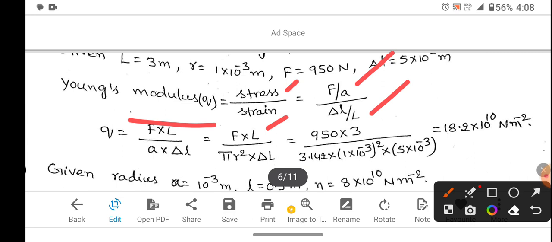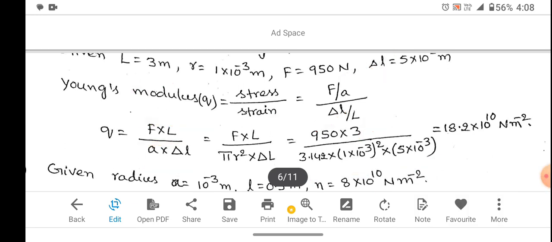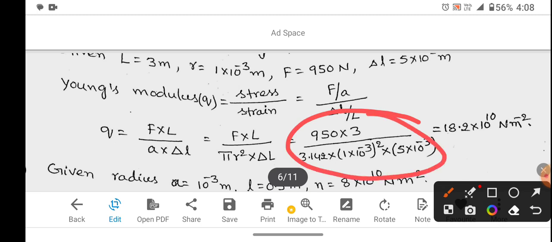Put these values in and simplify: L will come to the upper side, and it is F cross L divided by A cross delta L. We know F is 950, L is 3 meter, A is pi r square, with radius 1 into 10 to the power of minus 3, square, into delta L. Delta L means the change in length when the force is applied, that is 5 mm, which is 5 into 10 to the power of minus 3. After solving this we get 18.2 into 10 to the power of 10 Newton per meter square, the Young's modulus of that wire.